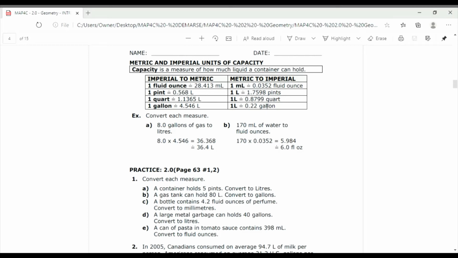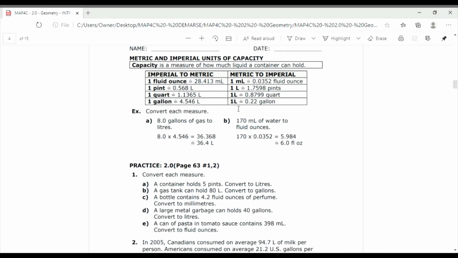So we have 8 conversions: fluid ounces to milliliters, pints to liters, quarts to liters, gallons to liters, and then milliliters to fluid ounces, liters to pints, liters to quarts, liters to gallons. This will work the same way as converting imperial and metric lengths.